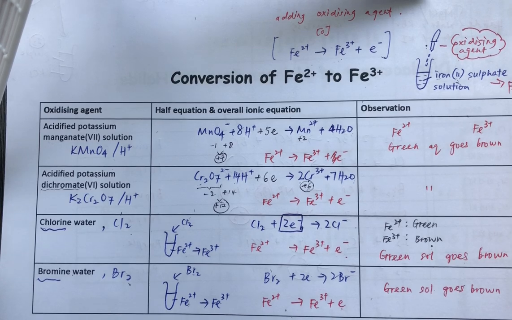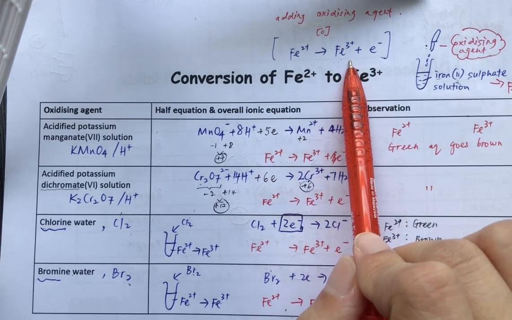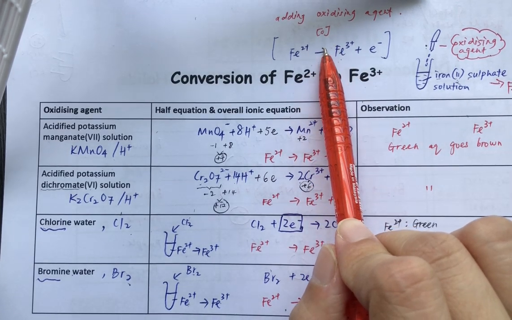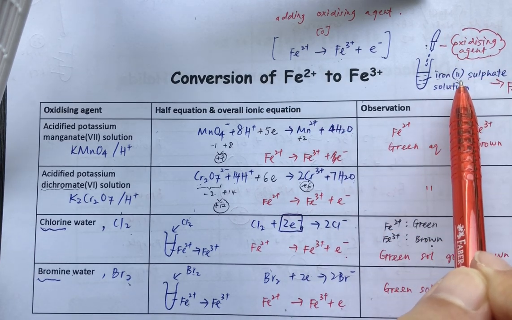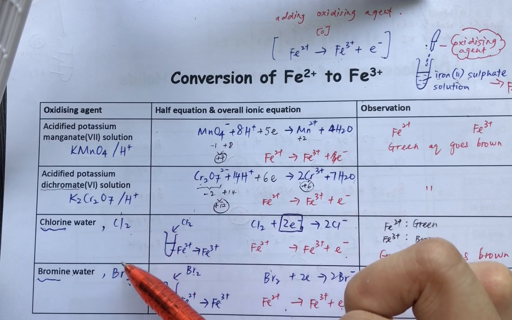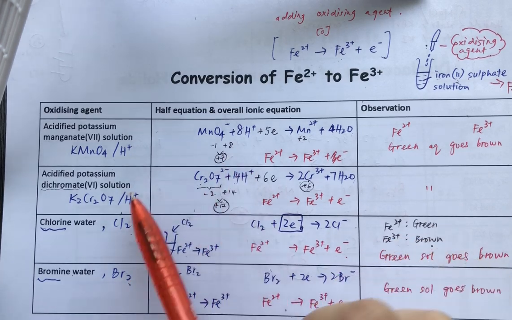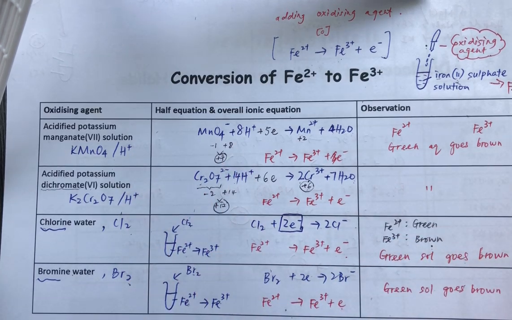All right, so I hope you're clear with this one. Basically the concept is, you need to know that Fe2 to Fe3 is oxidation, and you need an oxidizing agent to carry out this conversion. The examples of oxidizing agents are here, and each of them comes with a different ionic equation. Now, I hope that you're okay with this conversion, and if you have any question, please don't hesitate to text me.